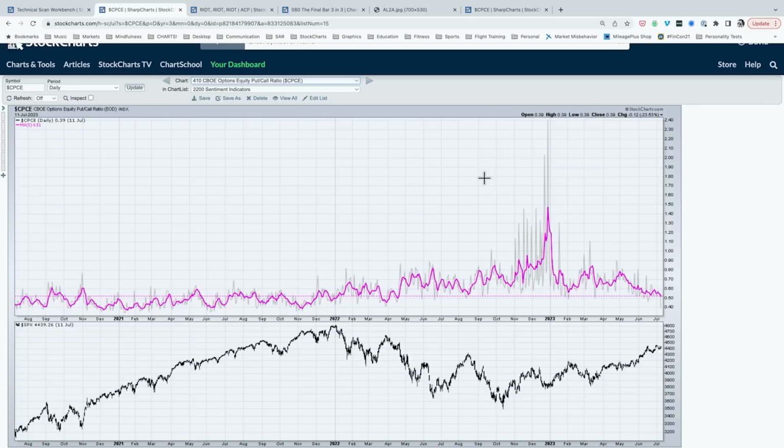I tend to look at both, but if I had to pick one, I would use the equity put call ratio just because it's what I've used more often. That's just what I'm familiar with, the values and where they're at. The raw data is actually super noisy.